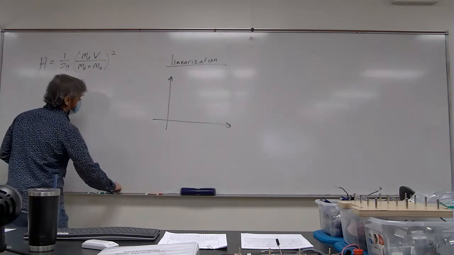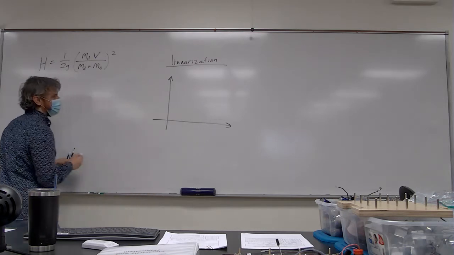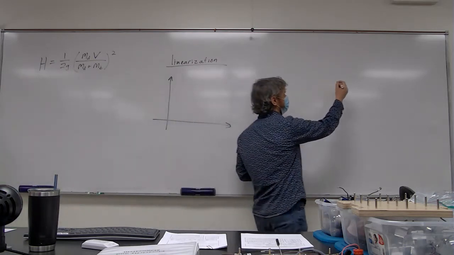And the key is realizing what's varying first and what's constant. Okay, so I'm going to rewrite this equation, and the goal is to eventually rewrite it so I have something that looks like this.